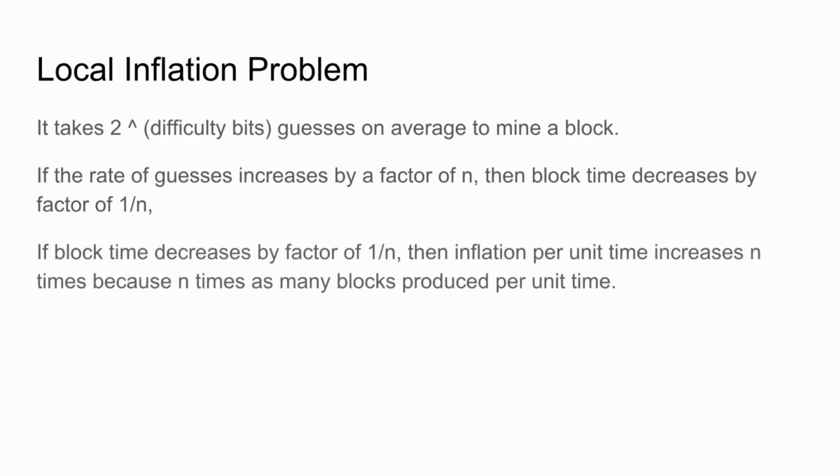And here's the key insight. If block time decreases by a factor of 1 over n, then inflation per unit time increases n times, because n times as many blocks are produced per unit time. In the hole example, you're just going to get n times as many holes. Here we get n times as many coins, and that's a problem because it breaks the contract that users have with the coin, where they expect that their slice of the pie is predictable.